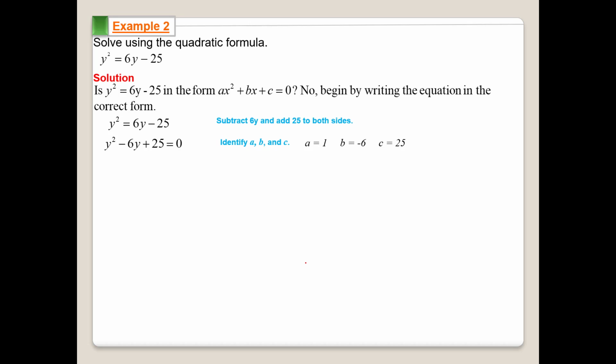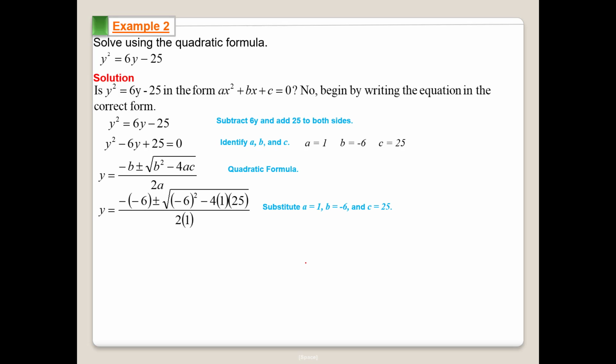So now we can pick out what our a, b, and c values are, which is 1, and -6 for b, and 25 for c. So a is 1, which is good. We're looking good so far. And now we just need to use the quadratic formula and substitute in our values of a, b, and c. When we do that, we get this set up here. So now we should be able to perform the operations, and therefore we should get positive 6 plus or minus square root of 36 minus 100, all divided by 2.